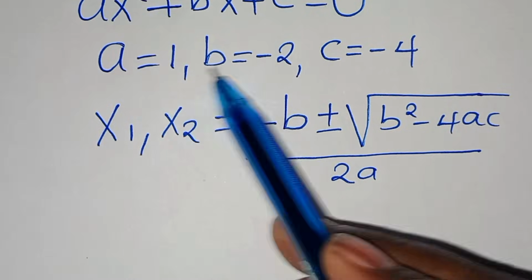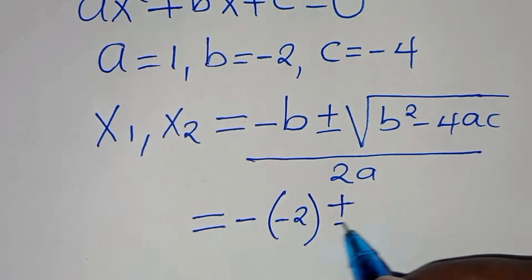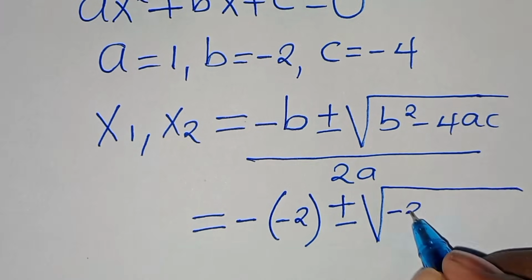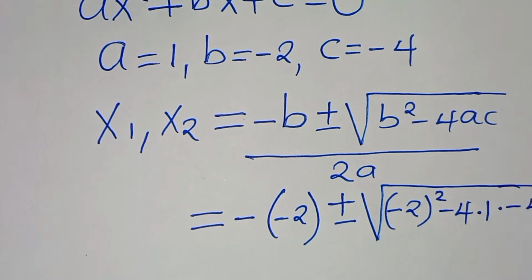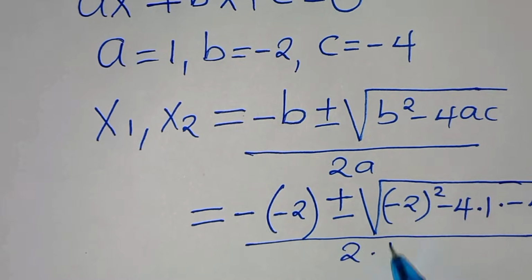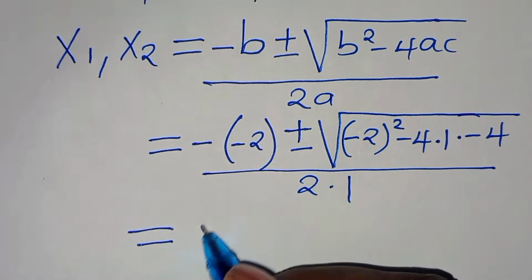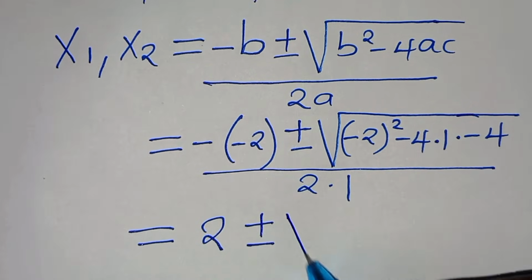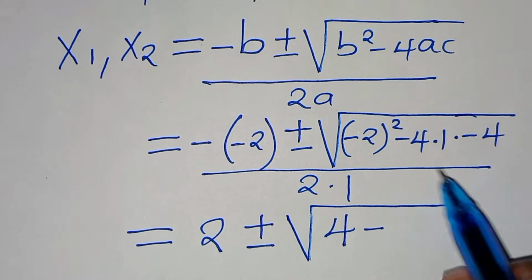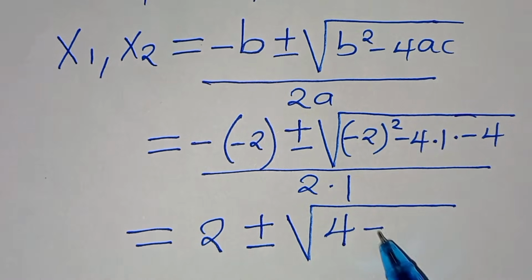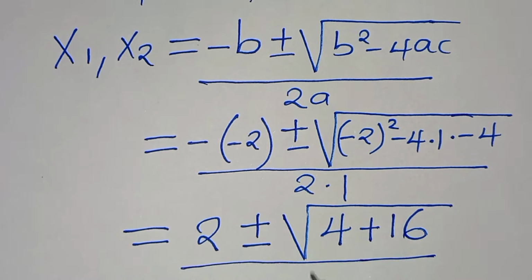Now let's substitute the values of a, b, and c so that we have minus 2 plus or minus the square root of minus 2 squared minus 4 times a, which is 1, times c, which is minus 4. Everything divided by 2 times 1. So minus times minus 2 is 2, plus or minus the square root of minus 2 squared, which is 4, subtract minus 4 times minus 4, which is plus 16, then divided by 2.